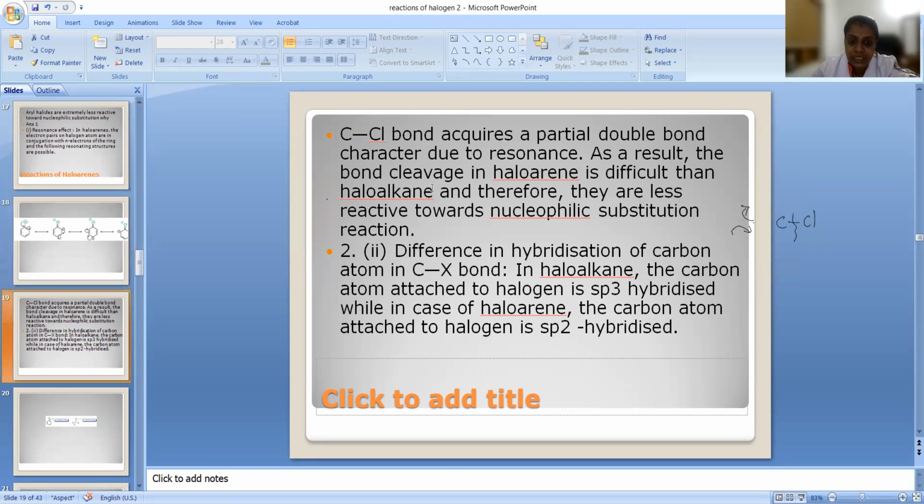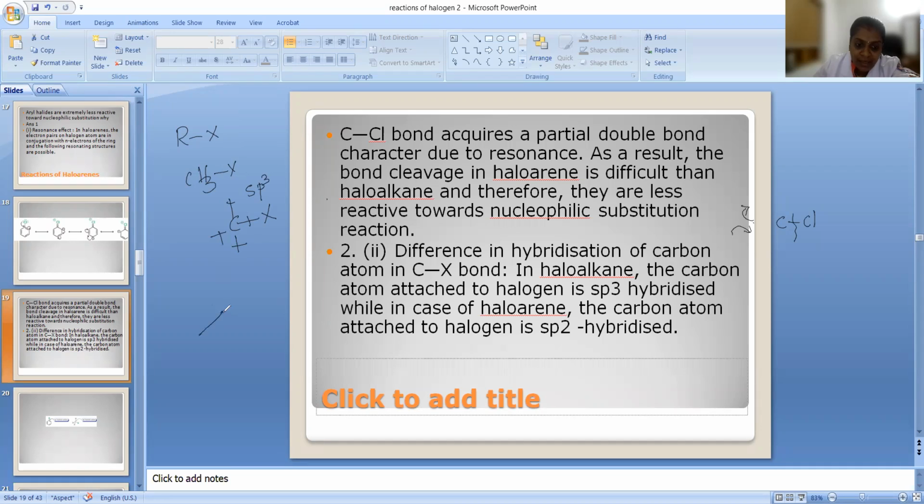Okay. Now, the second thing is the difference in hybridization of the carbon atom. Let us see that also. If you are taking a haloalkane, look at R-X. If you are taking CH3X, right? So what is the hybridization? We already know how to find out the hybridization. 1, 2, 3, 4 sigma bonds. So the hybridization will be sp3 hybridization.